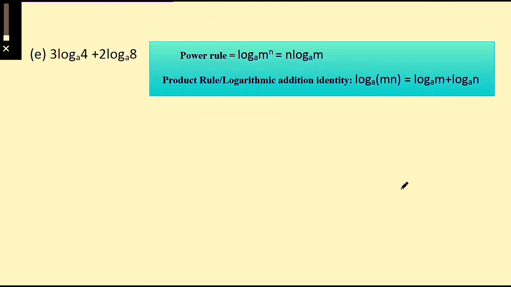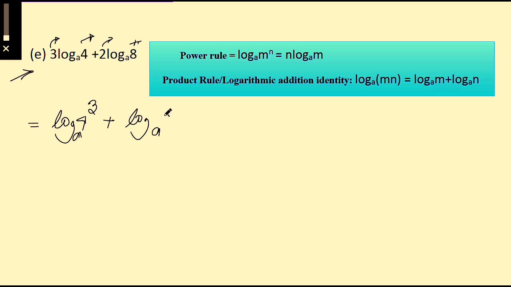Now come to simplify number E. Here question E, we have 3 times log 4 to the base of a plus 2 times log 8 to the base of a. First, we should remove the coefficient from the log, then it will go to the power of the argument. Otherwise, we cannot apply the quotient, division or product rules here. So if we send 3, it will go to the power of 4, then 2 will go to the power of 8.